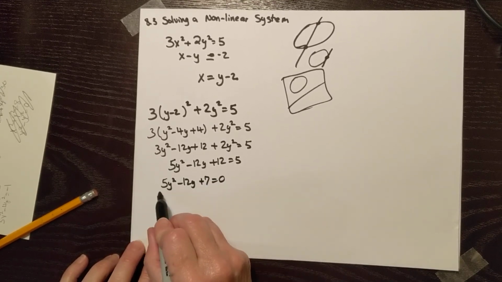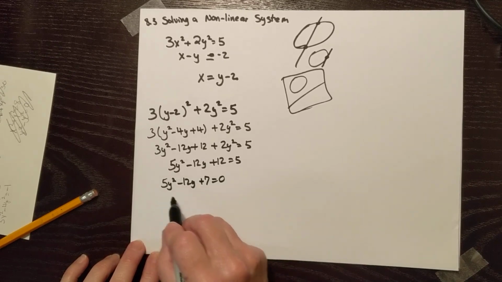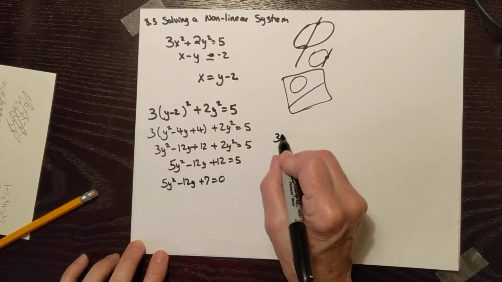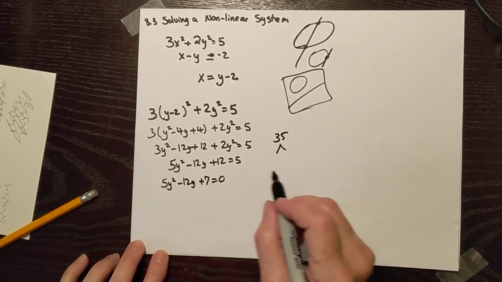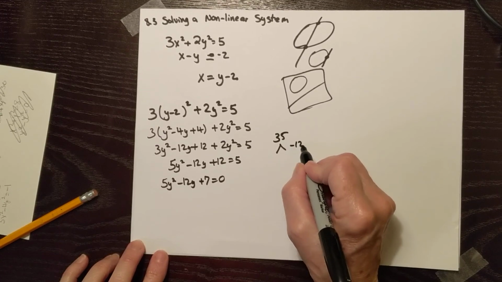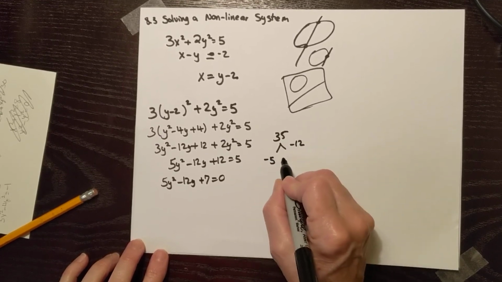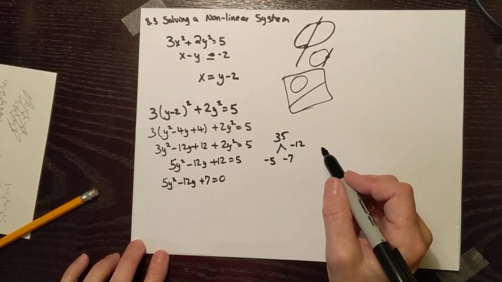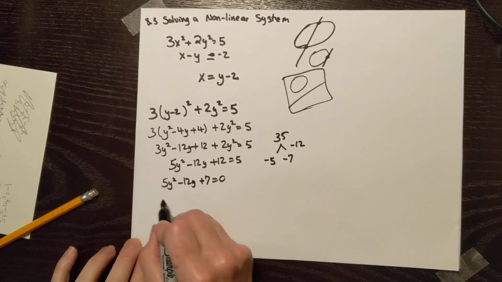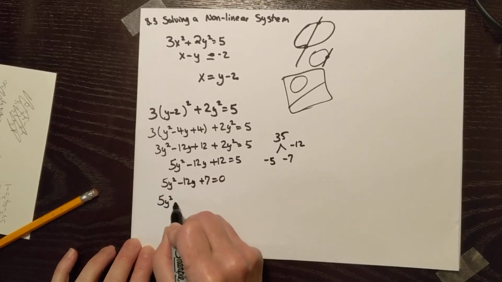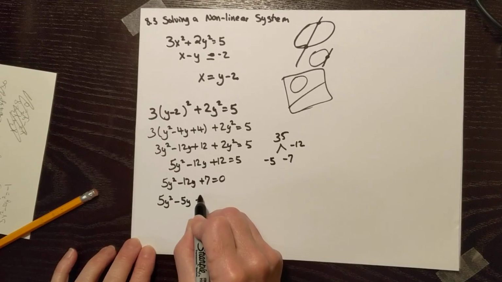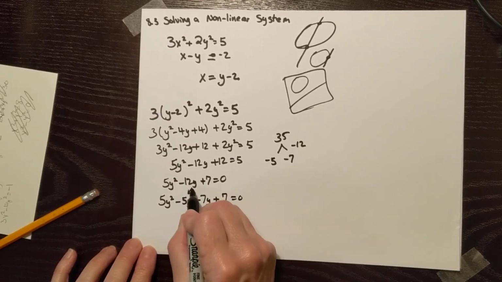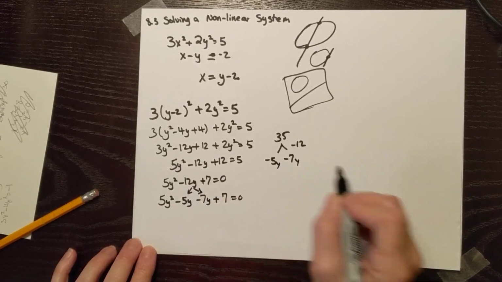So right here, I'm going to use the AC method. A is 5, B is negative 12, C is 7. A times C, 5 times 7 is 35. I need two things that I can multiply to get 35, but add to get negative 12. Negative 5 times negative 7 will give me positive 35, and they will add up to be negative 12. So these are good choices. Rewrite the middle term: 5y squared minus 5y minus 7y plus 7 is equal to 0. So all I did was rewrite this middle term into these two terms.